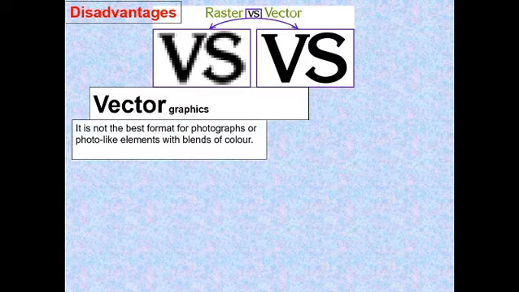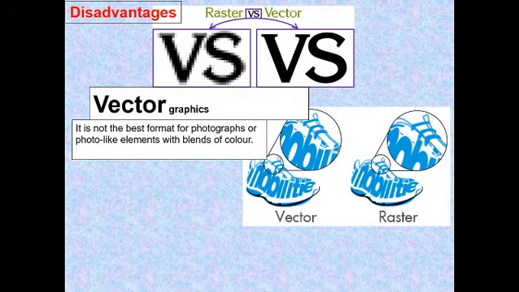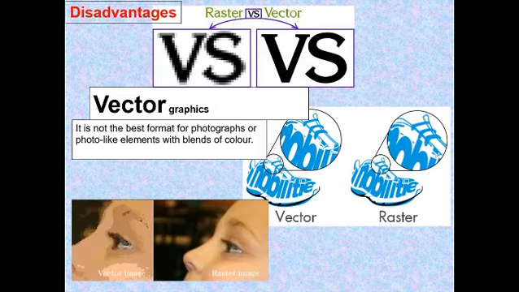Disadvantages, as I've said before, and hopefully by saying it you'll remember it, they're not very good for photographs because they can't do the different tonal scales and gradients that you get in photographs. But they're very good for solid colours like we see here. So the vector one on the left hand side, when we zoom it up, it keeps its clarity. The raster one on the right, it gets a little bit jaggy and pixelated.